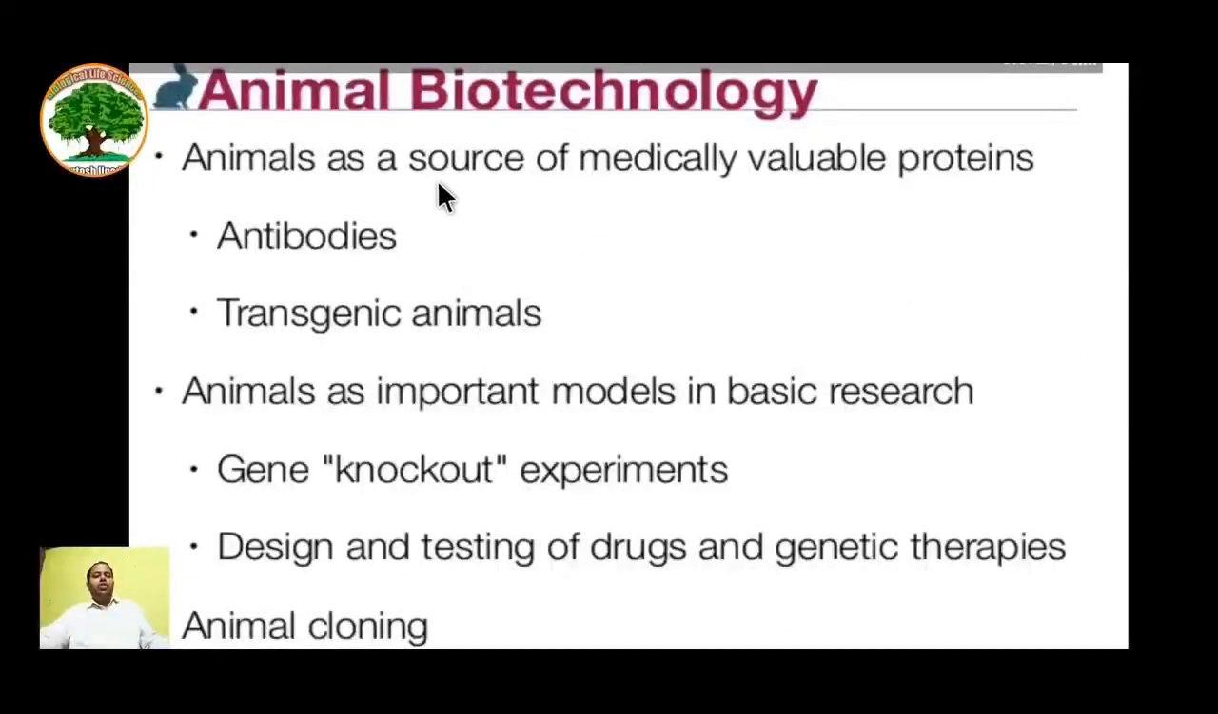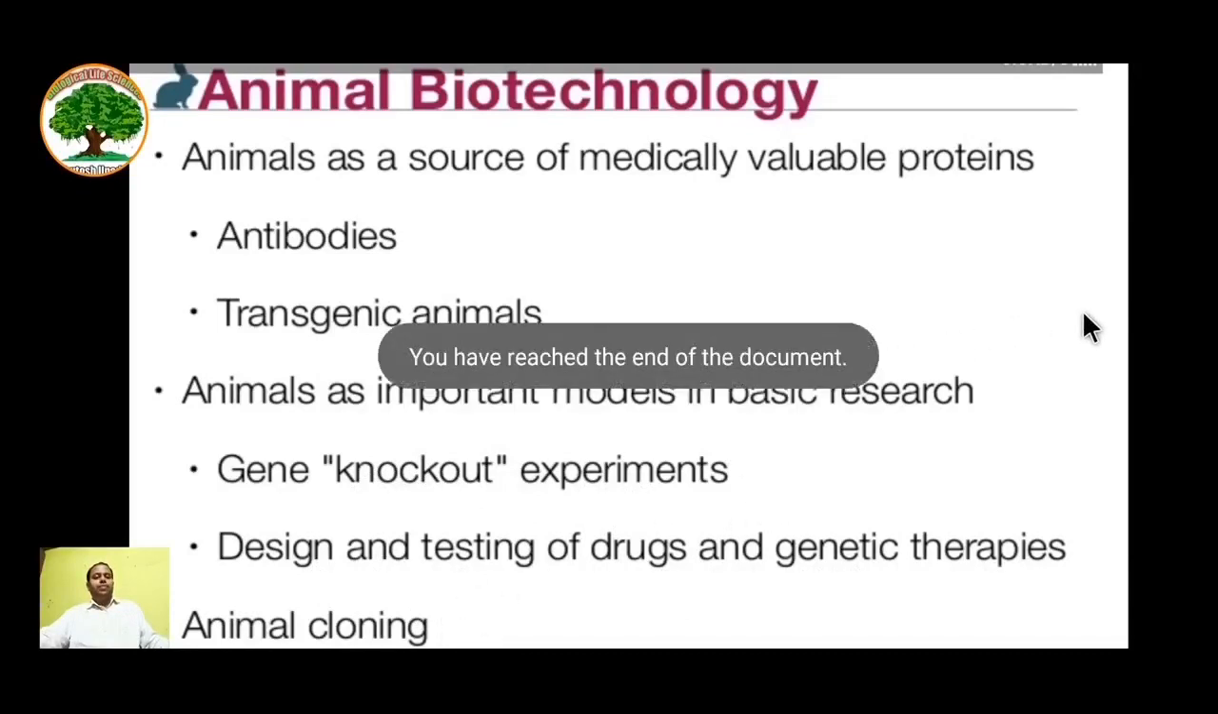Animal biotechnology also acts as a source of medicinally valuable proteins. Antibiotics can be produced from transgenic animals, and transgenic animals can be produced with desired characters. Animals are important models in basic research where gene knockout experiments can be performed. Designing and testing of drugs and gene therapies can be done, and for this animal cloning can be utilized.